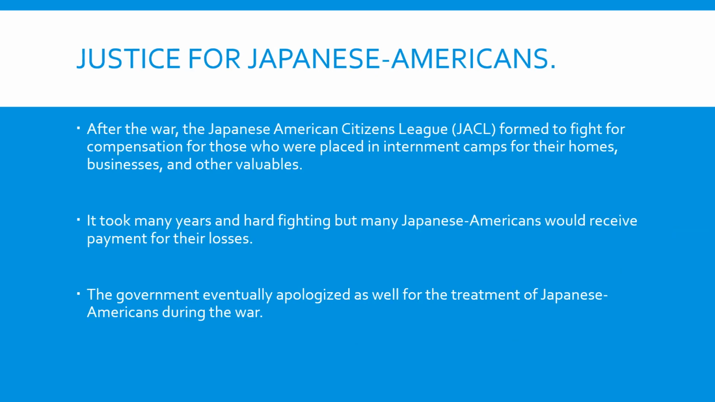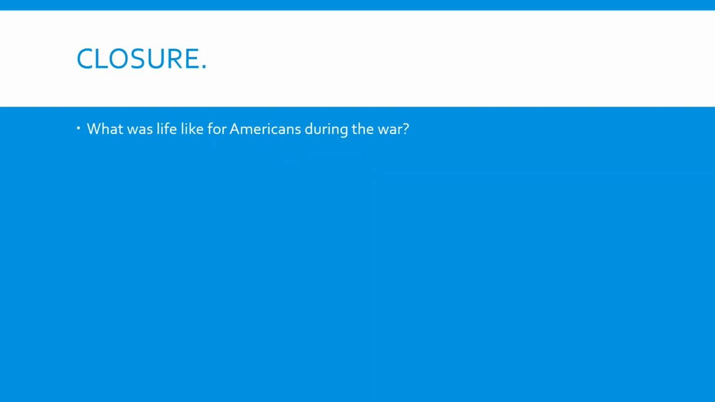So, justice for Japanese Americans. After the war, the Japanese American Citizens League, or the JACL, formed to fight for compensation for those who were placed in internment camps, for their homes, for their businesses, and other valuables. People lost their homes, people lost their businesses, they had to move suddenly and maybe didn't have their personal items anymore. Now, it took many years and hard fighting, but many Japanese Americans received payment for their losses, and again, many, many years later, the government eventually apologized as well for the treatment of Japanese Americans during the war.